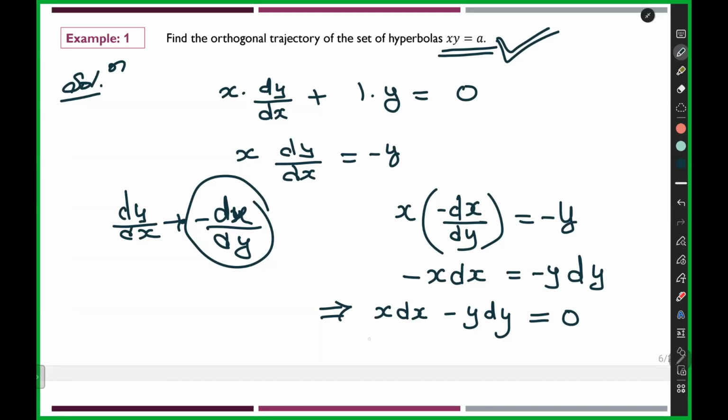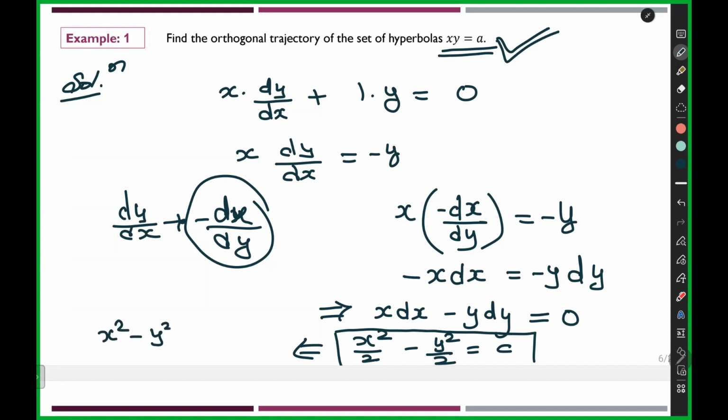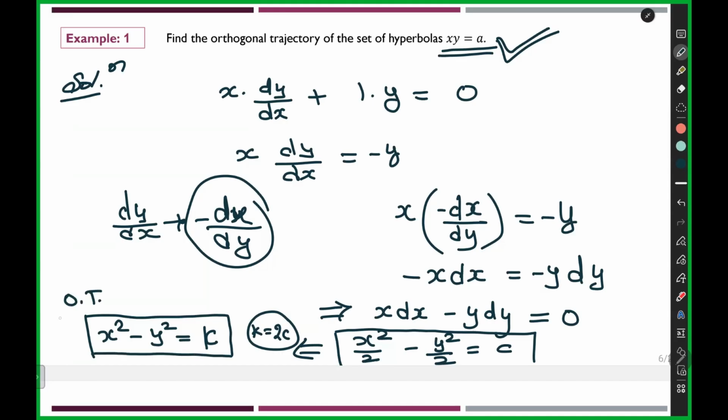So this is nothing but x square by 2 minus y square upon 2 equals some c, constant of integration. Or simply we can multiply the denominator on the left hand side to the right hand side. That is x square minus y square equals k, where k is nothing but 2c. So this is the orthogonal trajectory for the given curve xy equals a. Is that clear to everyone?